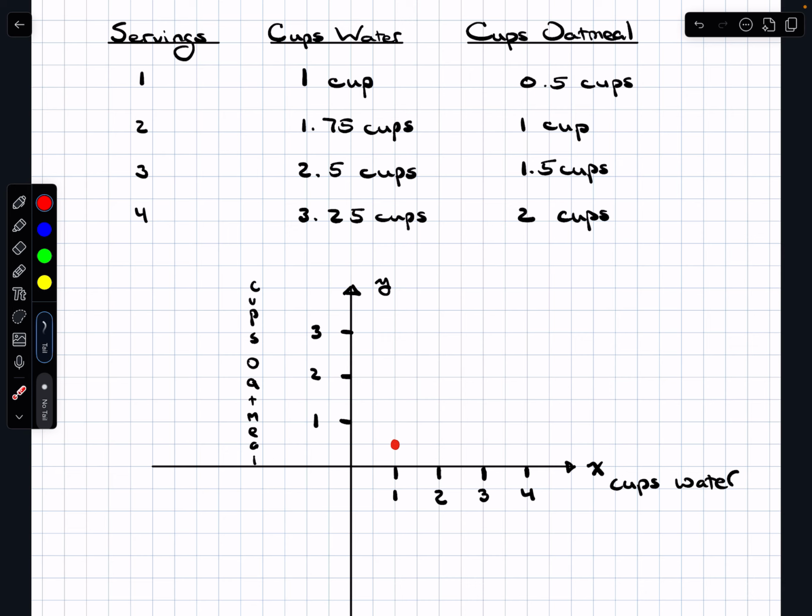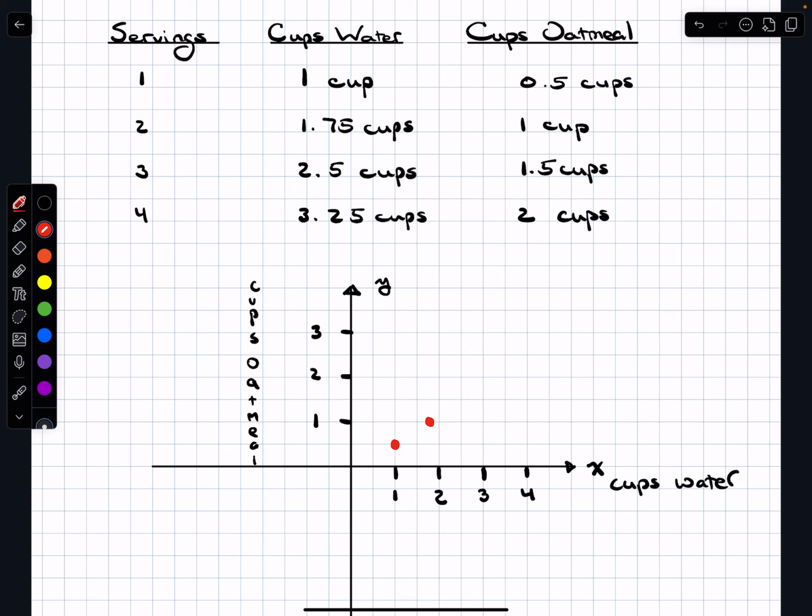Now, look at the way that I've incremented my graph here. Every 2 little blocks on this graph paper is 1 cup, which means that between these two is half a cup. And then between the 1 and the 1.5, that would be 1.25. Between the 1.5 and the 2 would be 1.75. So now I'm going to graph the next point: 1.75 cups of water to every 1 cup of oatmeal. I'm going to mark that right here.